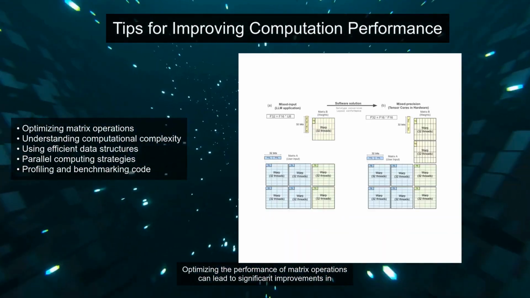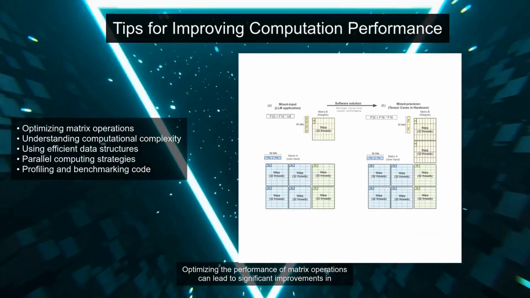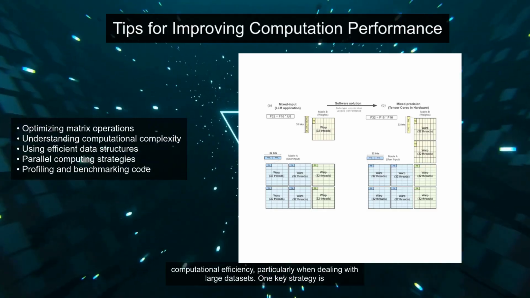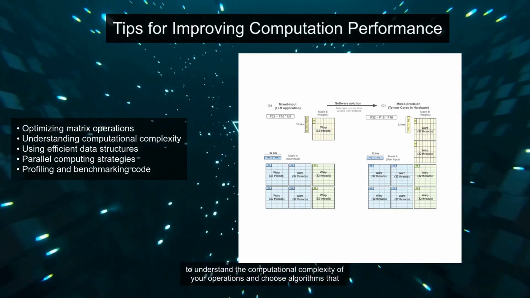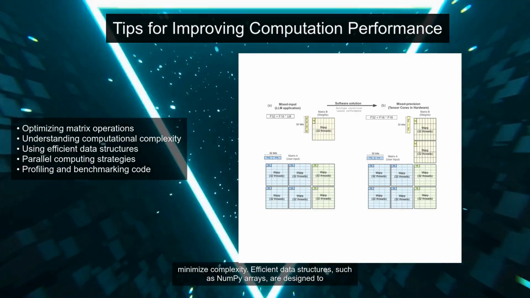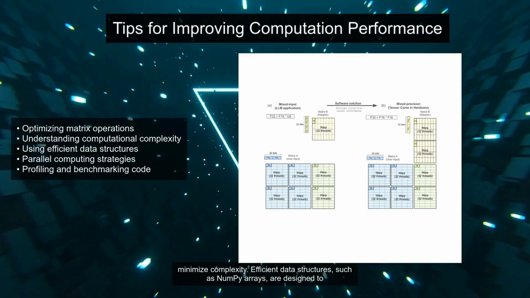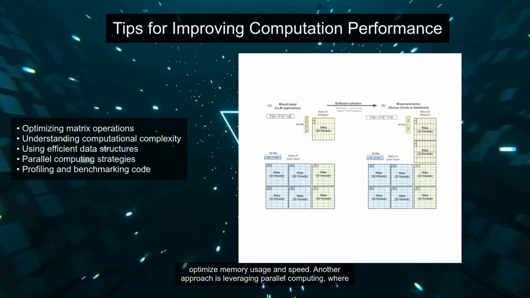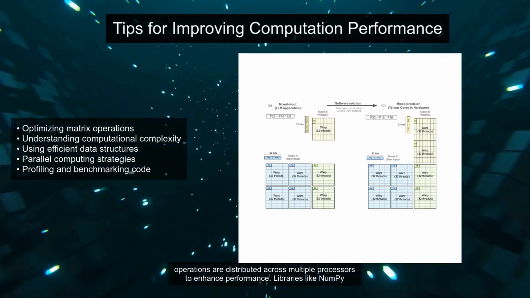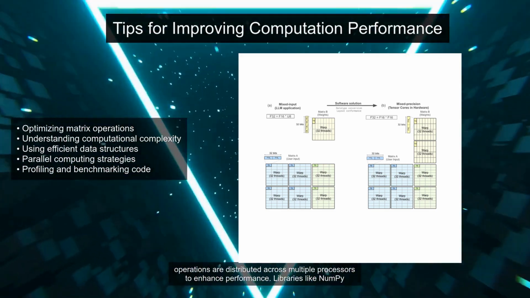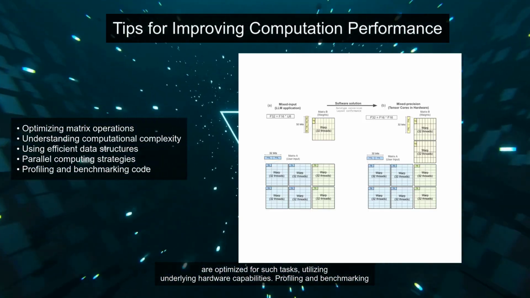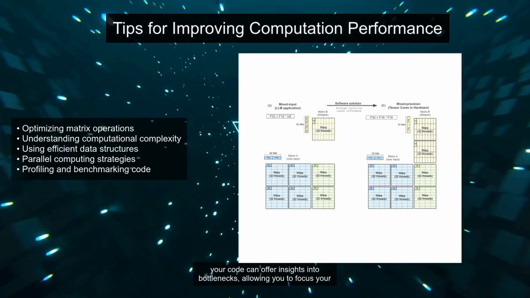Optimizing the performance of matrix operations can lead to significant improvements in computational efficiency, particularly when dealing with large datasets. One key strategy is to understand the computational complexity of your operations and choose algorithms that minimize complexity. Efficient data structures, such as NumPy arrays, are designed to optimize memory usage and speed. Another approach is leveraging parallel computing, where operations are distributed across multiple processors to enhance performance. Libraries like NumPy are optimized for such tasks, utilizing underlying hardware capabilities.